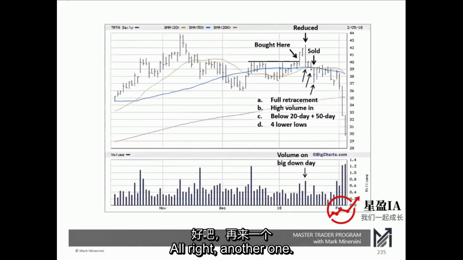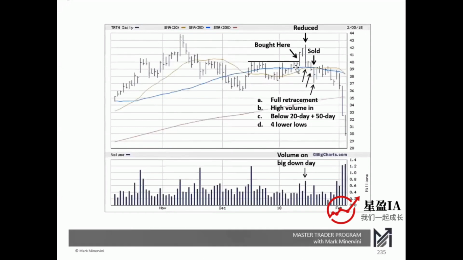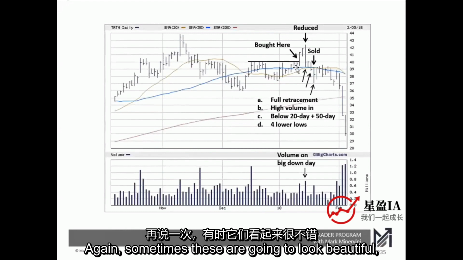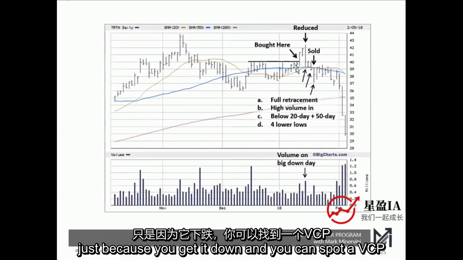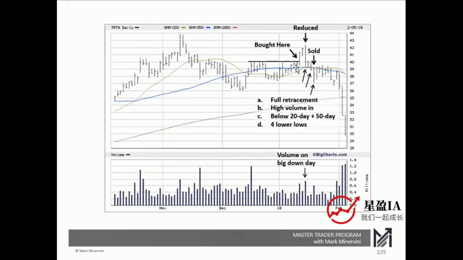All right, another one, TRTN. Really nice little pivot here. And again, sometimes these are going to look beautiful. Just because you get it down and you can spot a VCP and you get this great pivot point and it's got all the characteristics, it doesn't mean it's necessarily going to work.